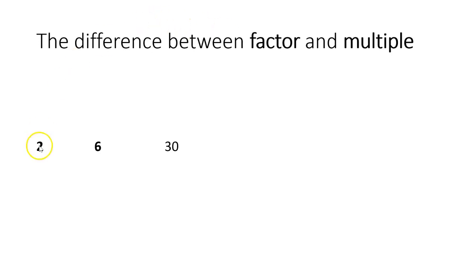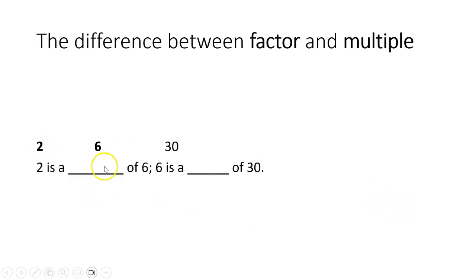For example, we have three numbers here, 2, 6, and 30. And notice that 2 can go into 6, and 6 can go into 30. And of course, 2 can also go into 30. So in this case, we will call 2 a factor of 6 and 6 a factor of 30. And also we can call 2 a factor of 30.